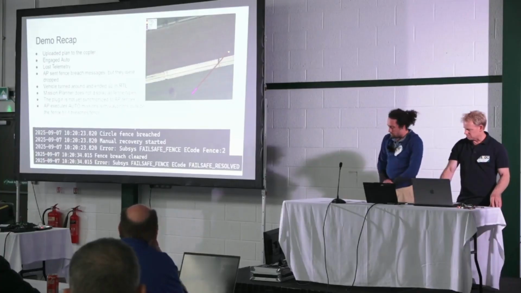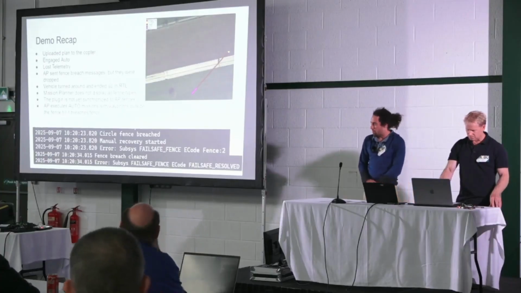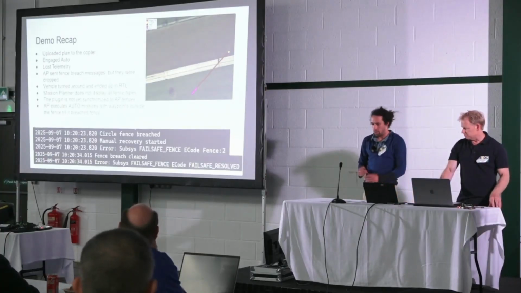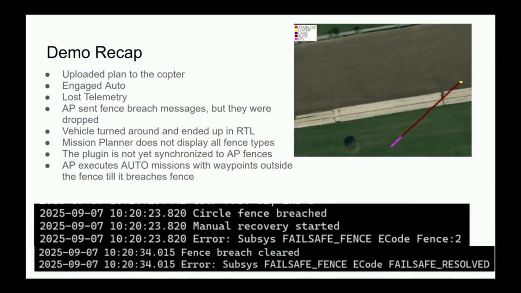So as far as the demo earlier, what you saw was the quadcopter taking off to go execute a plan that I generated around the tree. And so what happened was, I uploaded the path to the copter, turned on auto. Along the way there, I lost telemetry. We thought it was a GCS failsafe. We disabled that. We tried again. And then when it happened again, same thing, we lost telemetry. Autopilot was continuing the mission. It tried to send a fence speech message, but I didn't get that because I didn't have a link. The vehicle turned around, ended up in RTL.